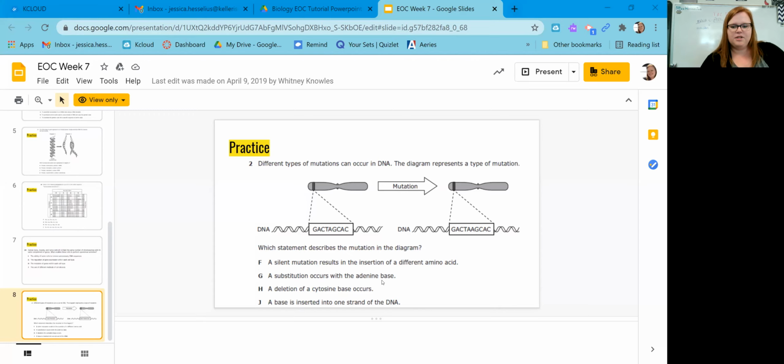It's not a substitution because we didn't just switch a letter over here for an A. We actually added an extra A. We didn't delete anything. We kept all of our C's, our cytosines. The right answer is a base is inserted into one strand of the DNA. So we added that extra A or adenine into this strand of DNA, making it longer.